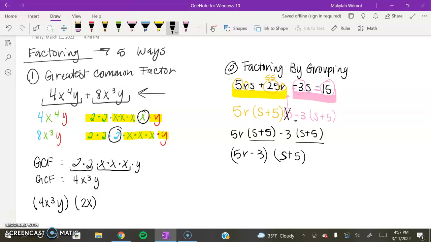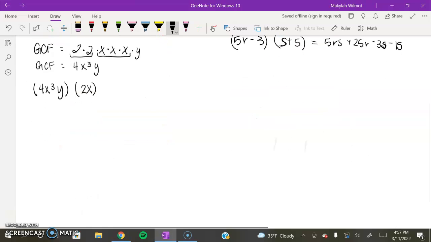And so this pretty much says when you multiply those two together, you're going to get 5RS plus 25R minus 3S minus 15. So, okay.